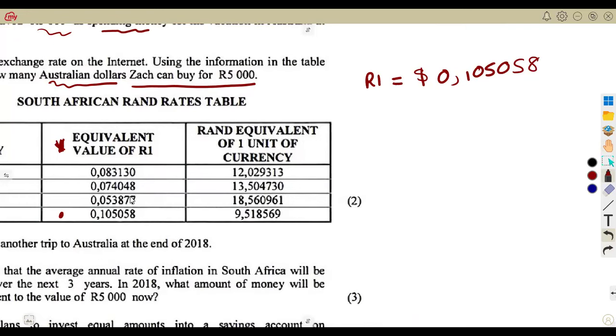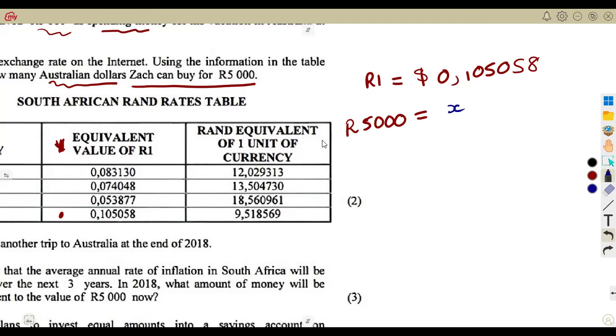So you can ask yourself, if 1 rand is equal to this, what about the 5,000 rand? Because that is the one that we are being asked. The same currency on one side. So meaning to say you're going to have 5,000 rand this side, must be equal to what here? We do not know the answer, so you can just call it X. Since we do not know, let it be equal to X. We can solve for X. So when you're given a condition like this, guys, you can solve it for X.